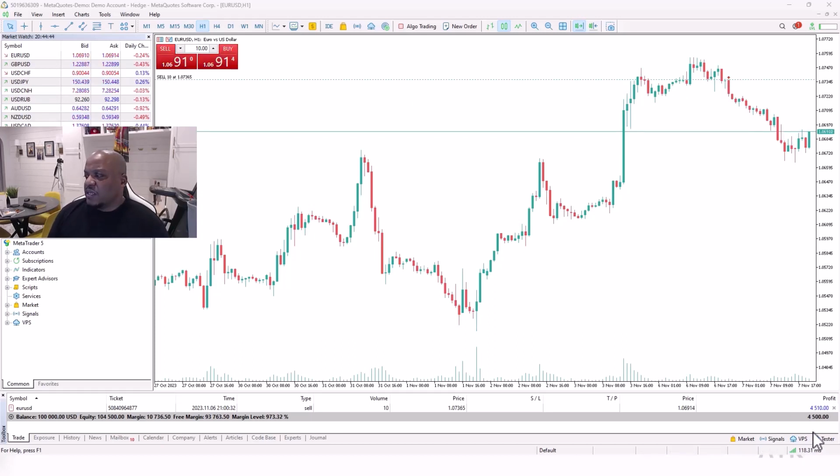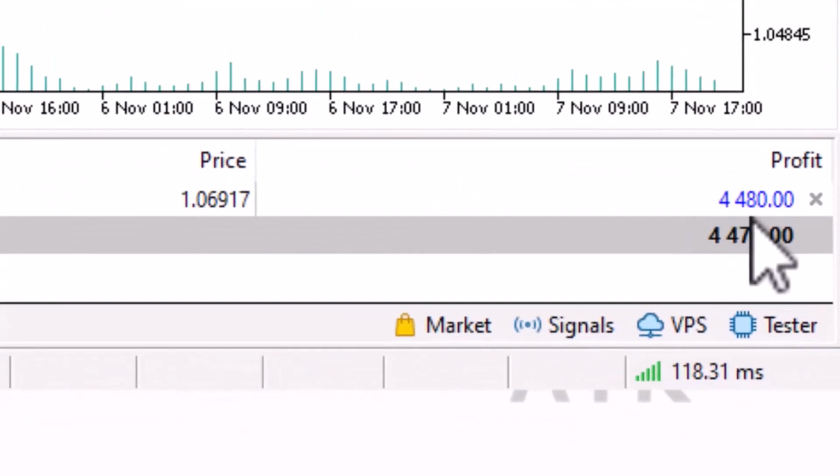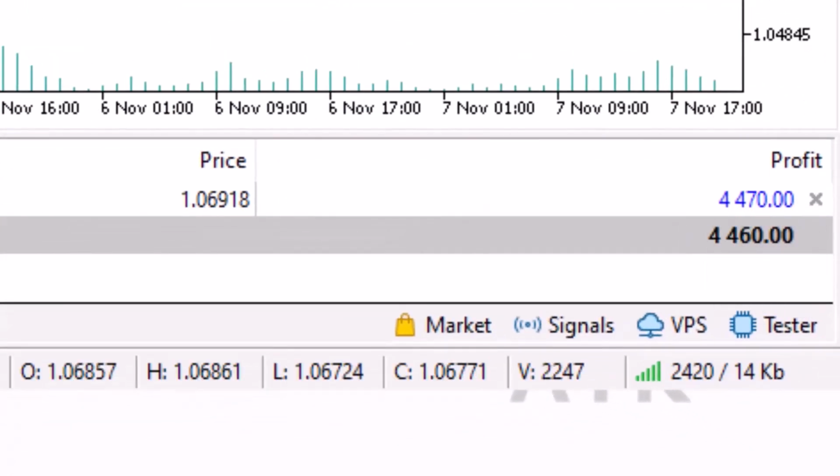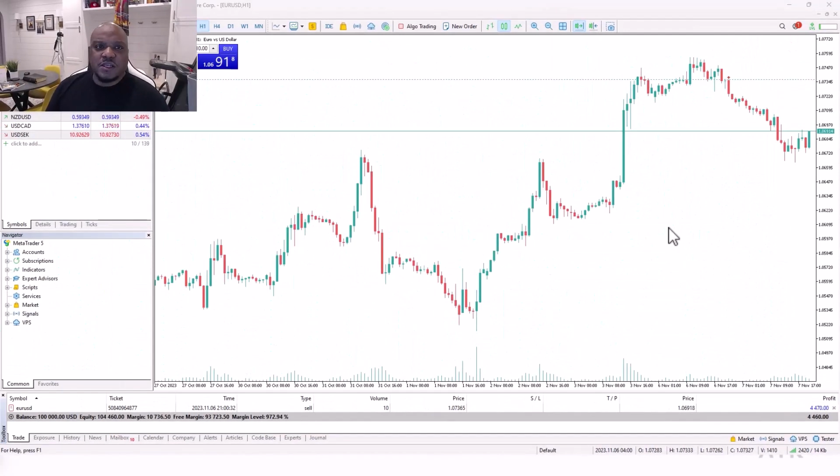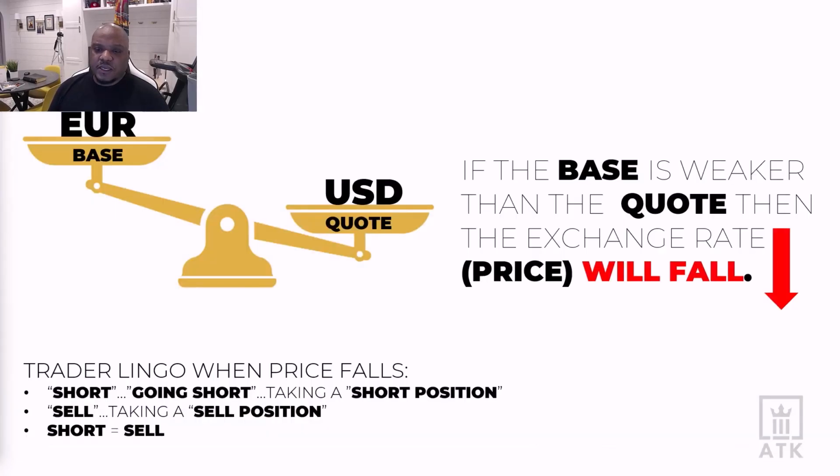And so now we can see that price is coming back up. So we reached about the $6,000 mark. Now we're just under 5,000 as price is coming back up on this. But this concept is exactly what we're talking about in this video. If you look at just price or shorts, when that base is weaker than the quote, that quote is weighing this down, and price is going to fall. And so we call that short, we call that a sell, we call that a short position or going short.